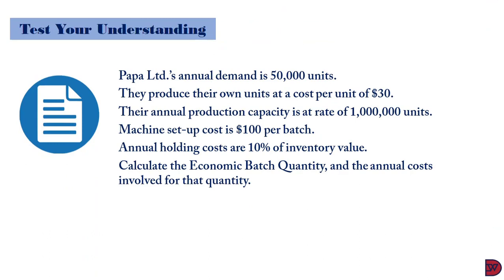So, Purpose Limited annual demand, again, is 50,000 units. They produce their own unit at a cost per unit of $30. Their annual production capacity is at a rate of 1 million units, that is the R. Machine setup cost is $100 per batch, this is the CO. Annual holding costs are 10% of inventory value, we have the CH. We are supposed to calculate the economic batch quantity and the annual cost involved for that quantity.